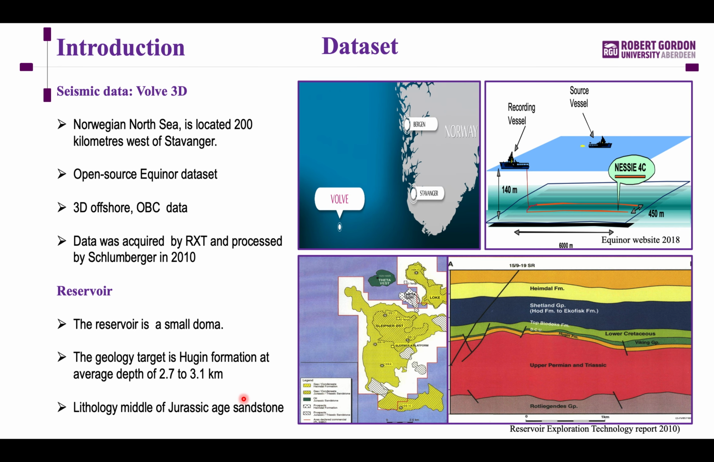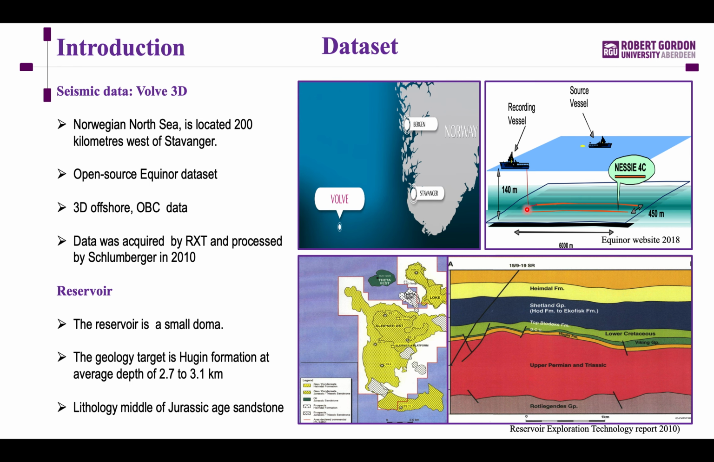The dataset is the Volve dataset field. This dataset is in the Norwegian North Sea, located about 200 kilometers from Stavanger. It is an Equinor open dataset, an offshore dataset, collected by using two vessels you can see here. One is used as the source and the other is collecting the data by using cables, and all the hydrophones are on the seabed. This method is called OBC, which is Ocean Bottom Cable.